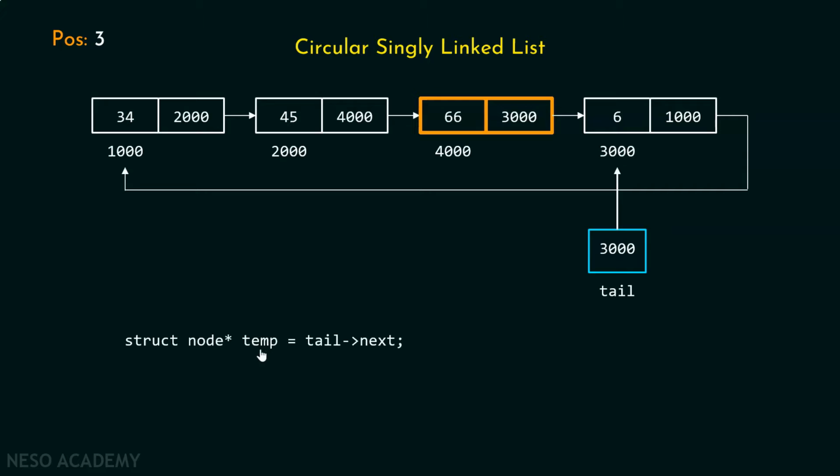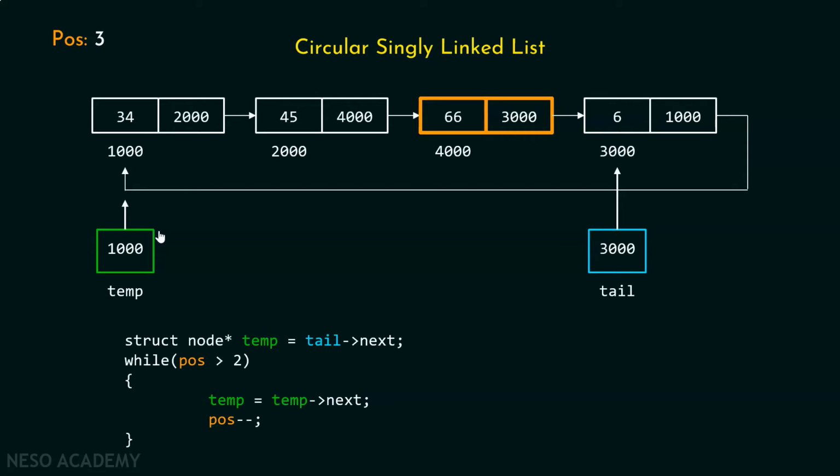For this purpose, I'll keep a temp pointer which must point to the first node of this list initially, and then this piece of code is required in order to traverse this list, so that this temp pointer must point to the second node of this list. I want to delete the node at position 3. For this purpose, this condition must be written over here, pos greater than 2, because our temp pointer must point to the second node of the list and not the third node of the list. That's why this condition is required, pos greater than 2.